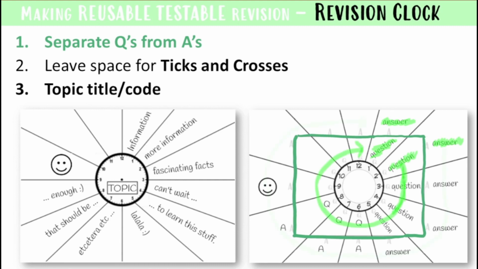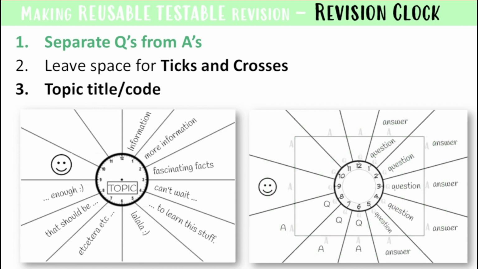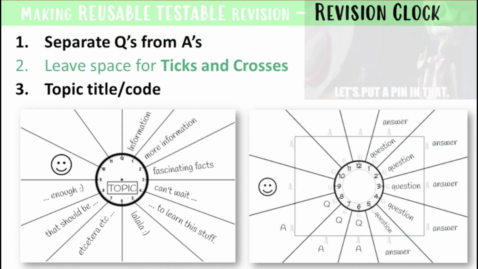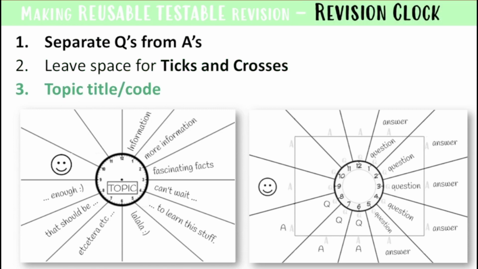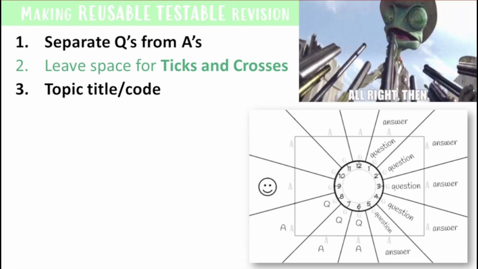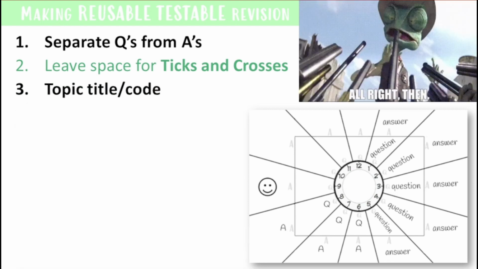We still need to be able to cover them up. We'll show you how to do that in a little bit. At the moment, it's separated and that's good. The next thing to do, well, we should leave space for ticks and crosses. Let's put a pin in that for the moment. Topic, title and code, like I said, that's dead straightforward. That's just in the middle there. No problem with that.